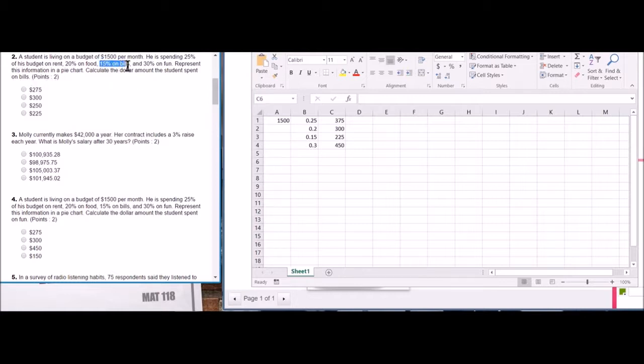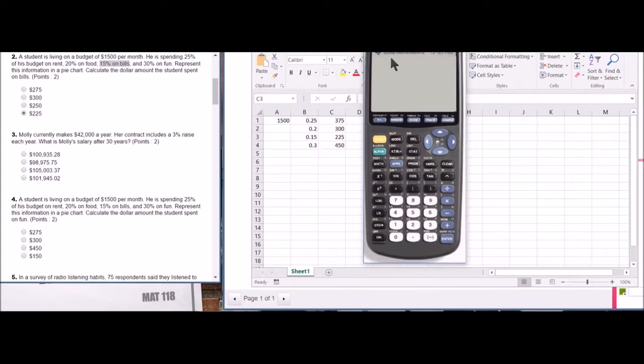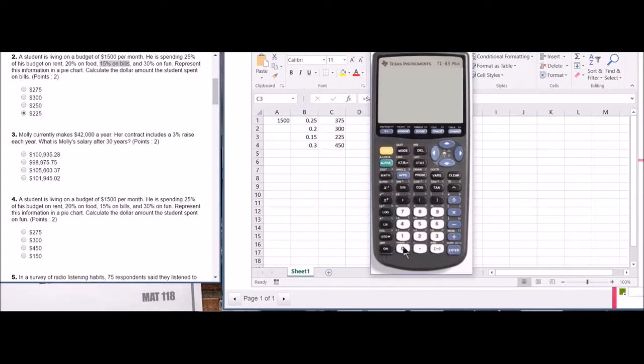Bills is 15%. 15% of 1,500, 225. Now, we can do this by hand. You can use a calculator. So let's take a look at the calculator. Some love the calculator instead of just using Excel. So calculator. Here we go. So we are at 15%. So 15% of 400. Oof, I almost went back to the first example. 1,500. There we go. 225. Okay. Calculator, by hand, Excel, all sorts of tools for you.